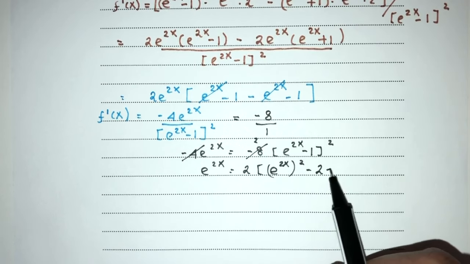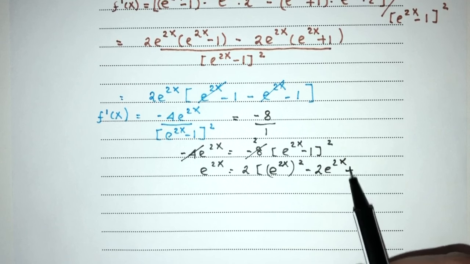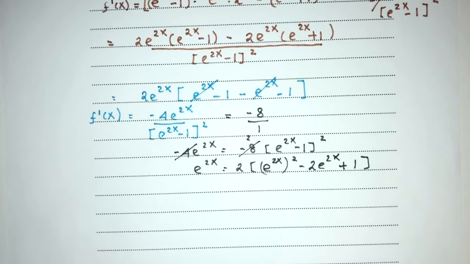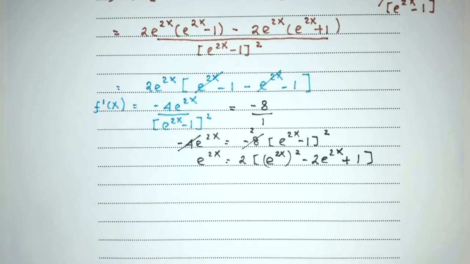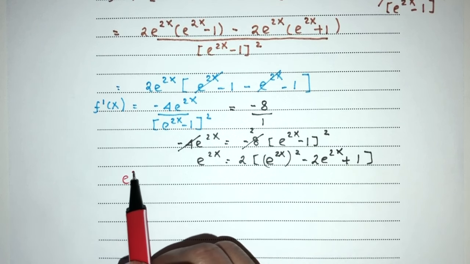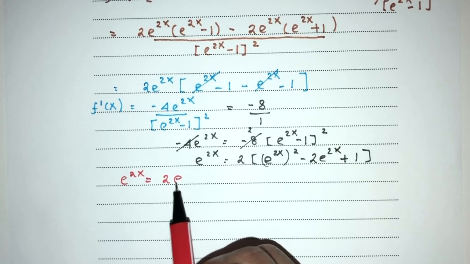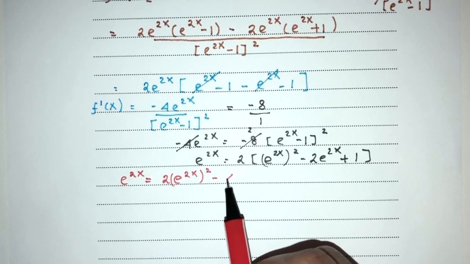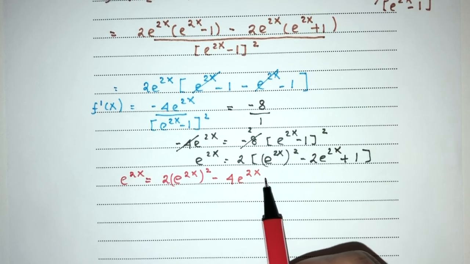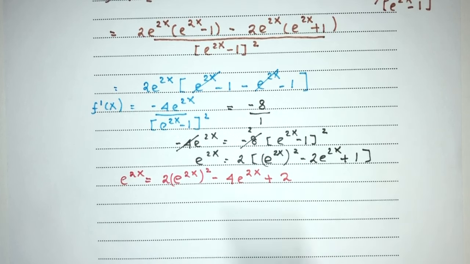And minus 2 exponential 2x, and plus 1 will be this. Now let's try to simplify and see what happens. So on this side you will have exponential 2x is equal to 2 exponential 2x squared minus 4 exponential 2x and plus 2. Now let's send everything to one side.